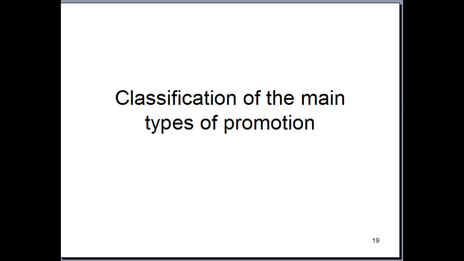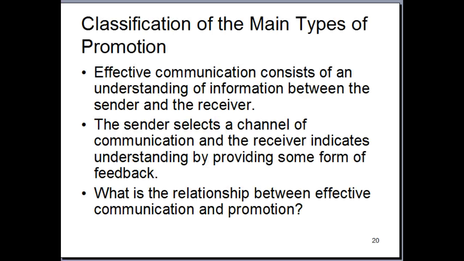Let's look at the classification of the main types of promotion. The main types of promotion consist of effective communication, that is an understanding of information between the sender and the receiver. So why is that important when we're talking about businesses? Because the producer and the consumer has to have consistent information that both parties understand and agree upon. So the sender selects a channel of communication and the receiver indicates their understanding by providing some form of feedback, which could just be that they understand, they make up a contract, or that they pay for a product.